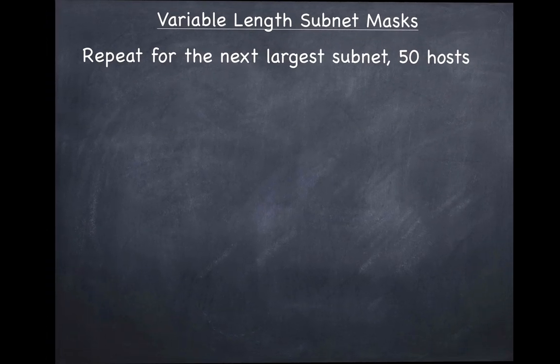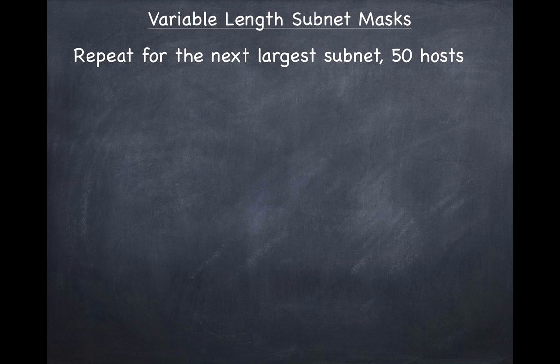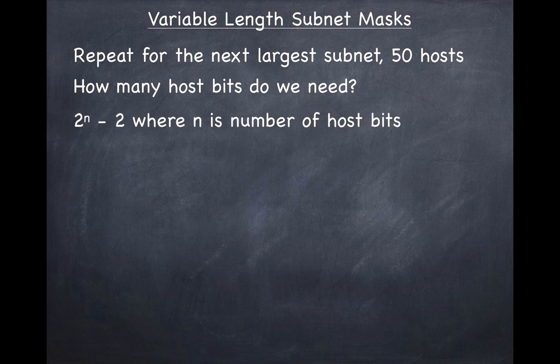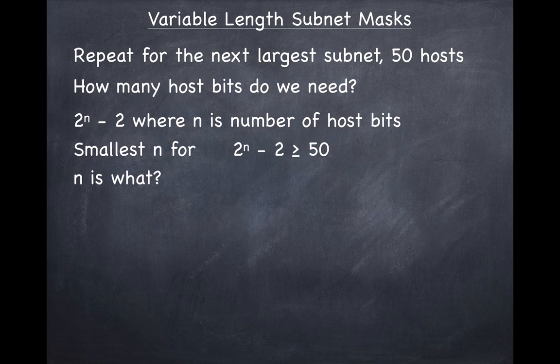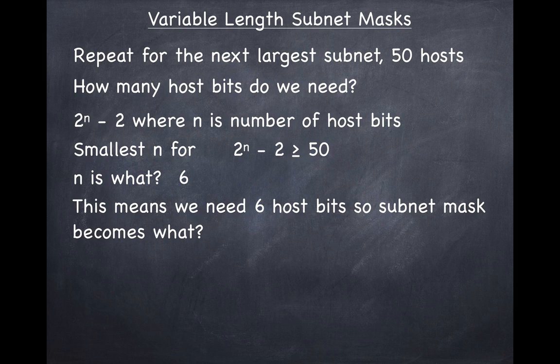So we repeat this again for the next largest subnet, which is 50 hosts. To accommodate 50 hosts, how many host bits do we need? Solve 2 to the n minus 2 greater than or equal to 50 hosts. What's the value of n that makes this true, the smallest value of n? And the answer is 6. So that means we need 6 host bits. So if that's the case, that's a /26.